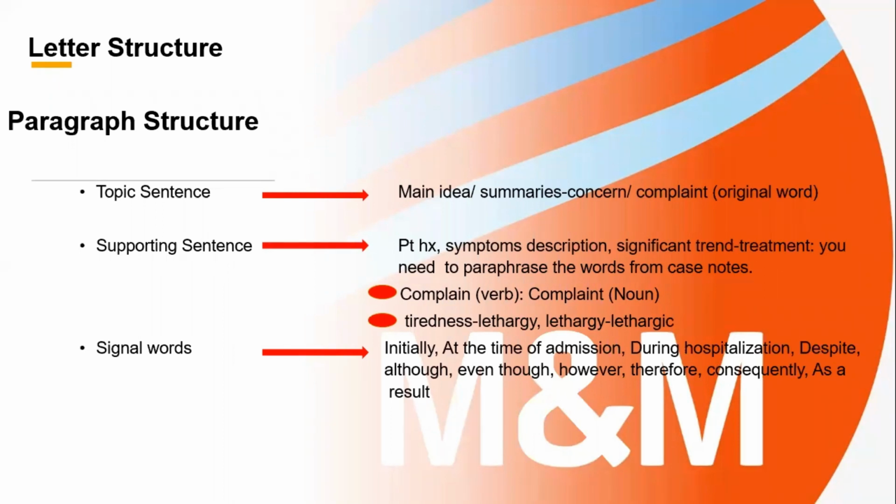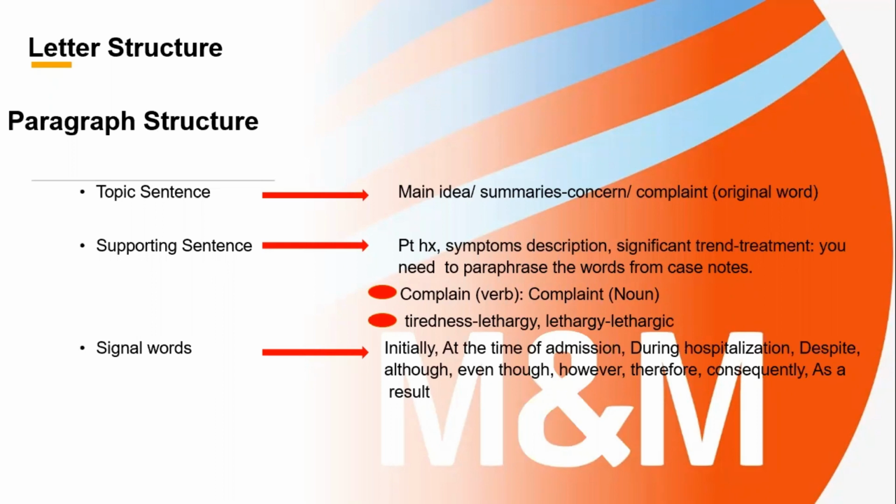In each paragraph, irrespective of whether it's your body 1, body 2, or body 3, we have three components that will make an ideal paragraph. The first one is the topic sentence. The topic sentence will cover the main idea, like your idea should pop up in the first line.